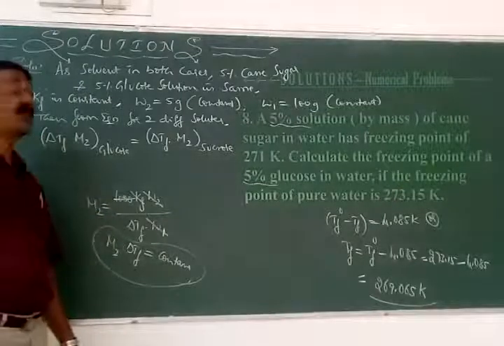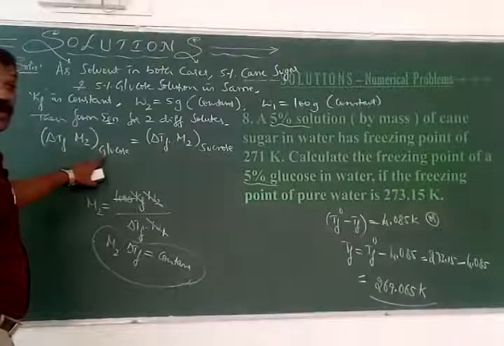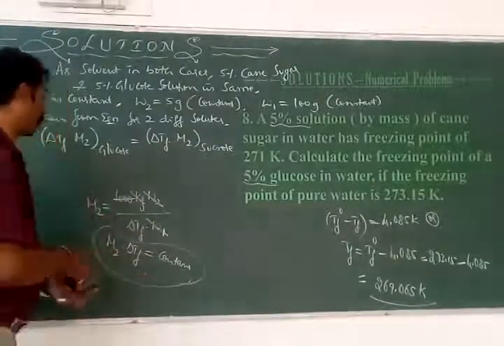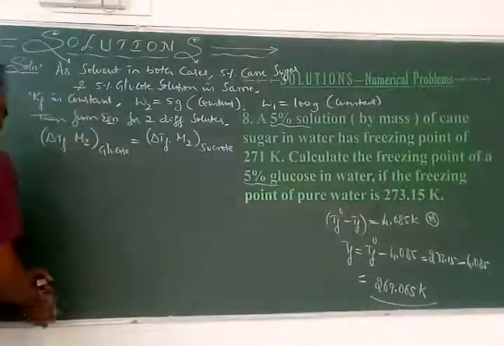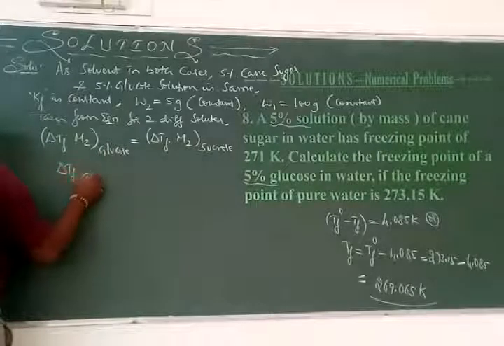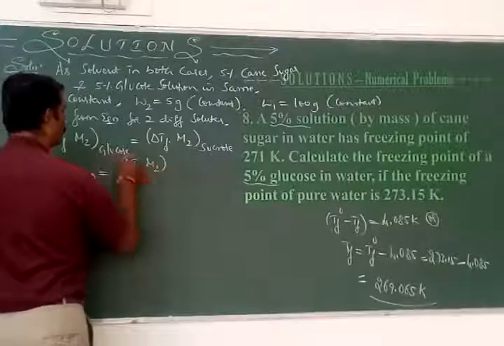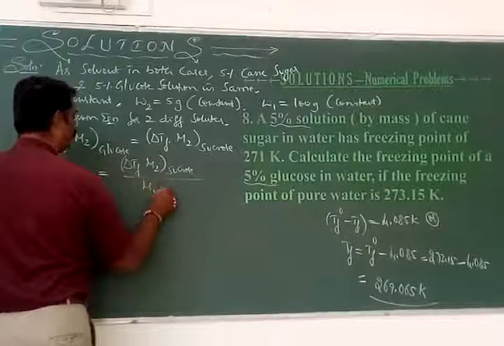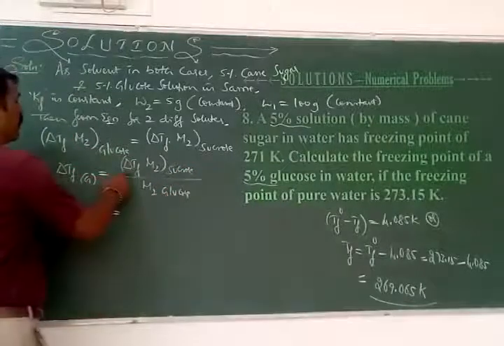By considering the two different solutes, what can I mention? Delta Tf into M2 of the first solute, which is the first solute here? Glucose is equal to delta Tf into M2 with respect to sucrose. Okay. Now, what do I need actually? Delta Tf with respect to glucose is equal to delta Tf into M2 of sucrose divided by M2 of glucose. What is delta Tf in the first case?